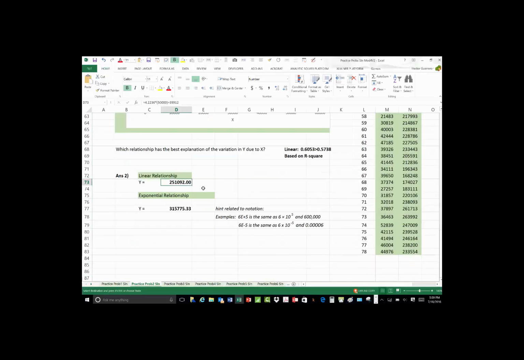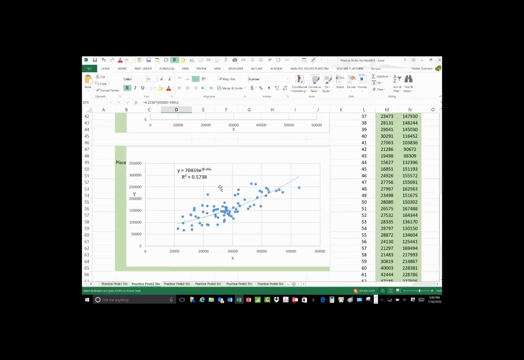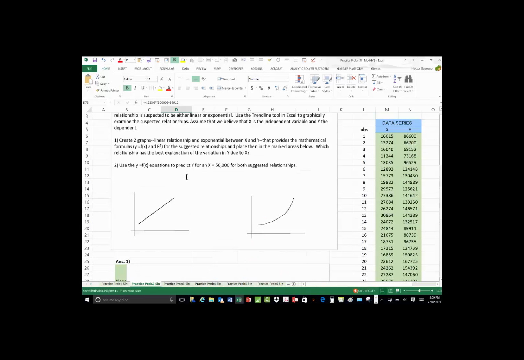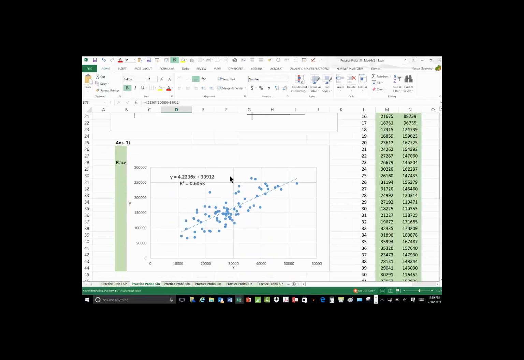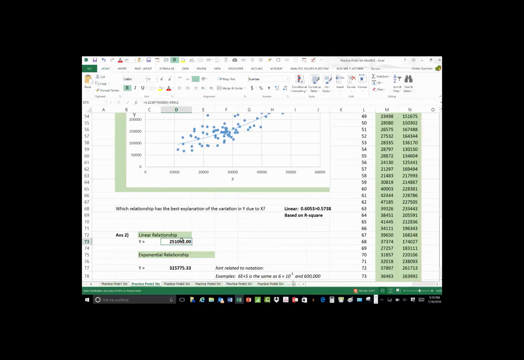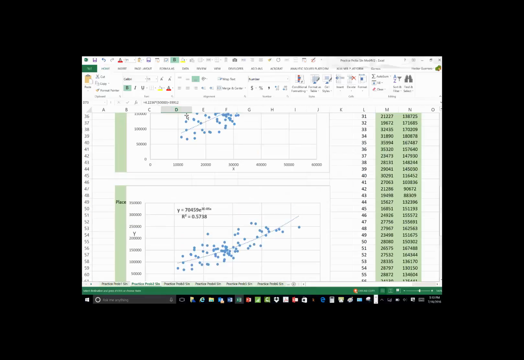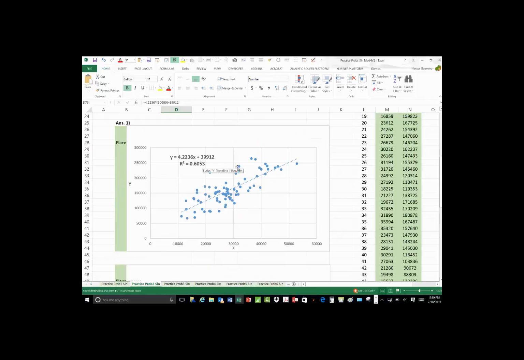The question is, how do we predict a value of 50,000 for x? What will be the related y that is specified by the relationship, both the linear and the exponential? The linear is pretty simple. We take the coefficient that we got in the picture above, 4.2236, multiply that times 50,000, and add the constant 39,912. Those are all values that were given to us here.